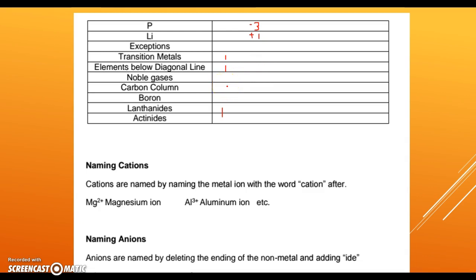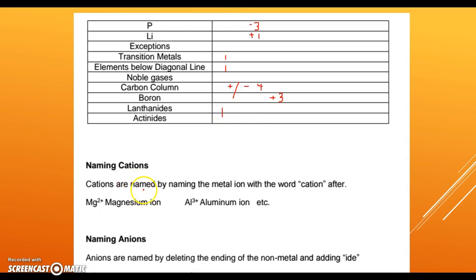Things in the carbon column, they're halfway between 0 and 8, so it's just as easy for them to lose or to gain electrons, so they could be + or -4. Boron has a couple of exceptions, but generally it's going to act as a +3. It's just going to follow the rules in the third column. And that's it for these exceptions.